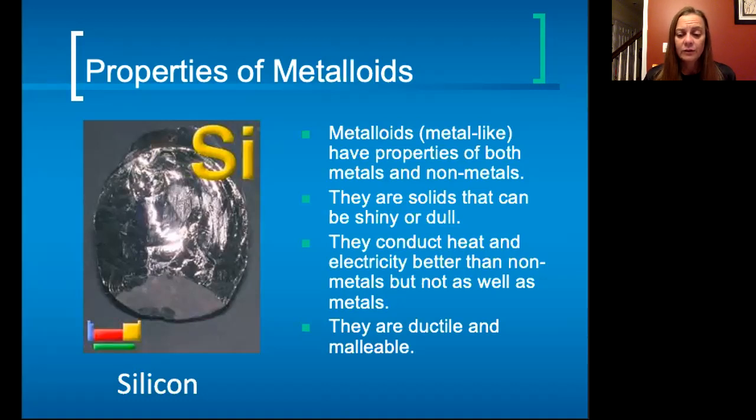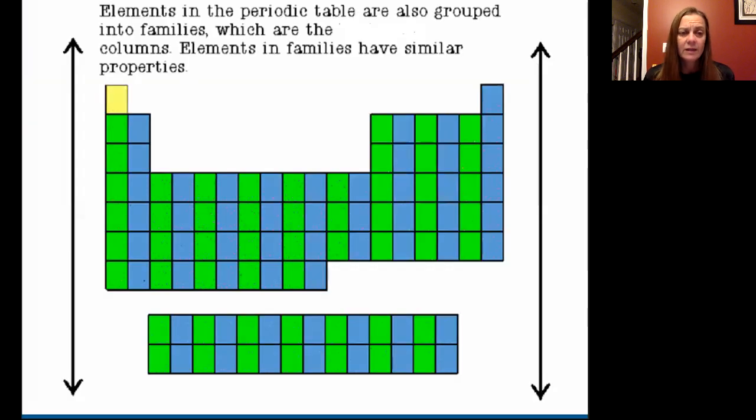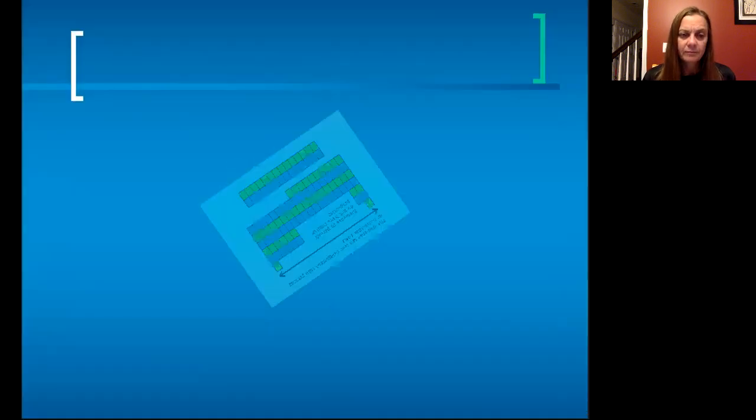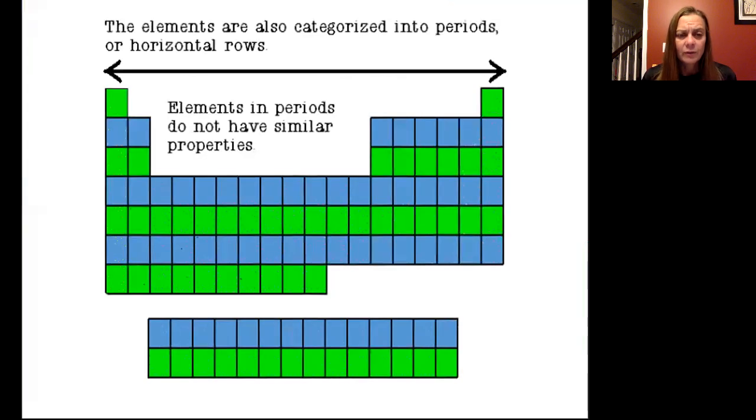Okay, so those are some of the characteristics. How is our periodic table organized? It's organized in two different ways, or two different groups. We can group them into families, which are the columns. The elements in the families have similar properties. So the ones above each other are considered families, and they have similar properties. They're also organized by periods, or those horizontal rows. Within a period, they do not have similar properties.